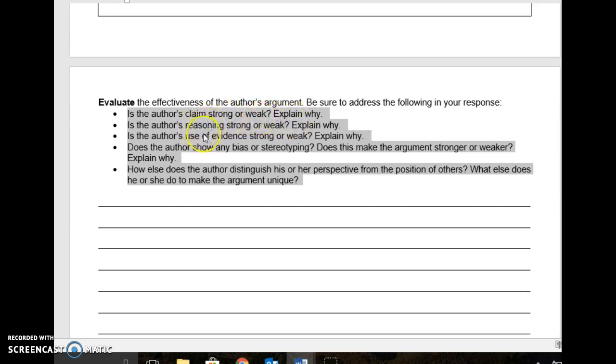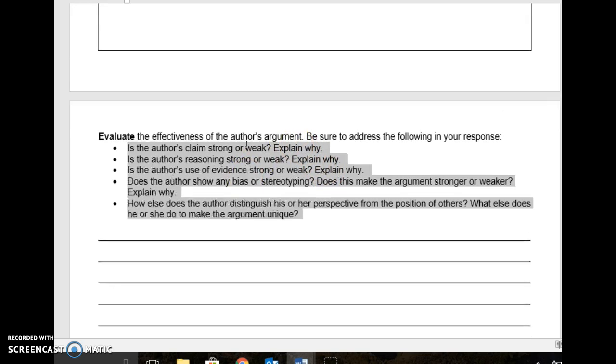Then you're going to look at the author's reasoning. Are the author's reasons strong or are they weak? Explain why. Then you're going to look at the author's evidence. Is the evidence strong or is the evidence weak? Of course, you're going to explain why. Every time that you explain why, you need to use evidence to support your answer.